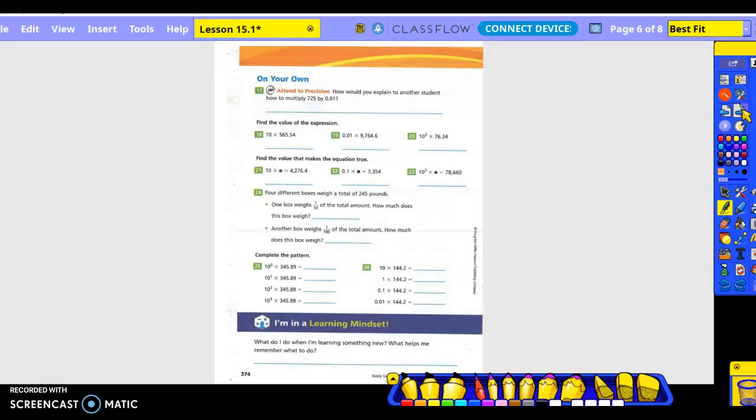Okay, next page. On your own, attention to precision: how would you explain to another student how to multiply 725 by 100? So basically, you need to tell them you need to move your decimal 2 places to the left. Okay, so move your decimal 2 places to the left.